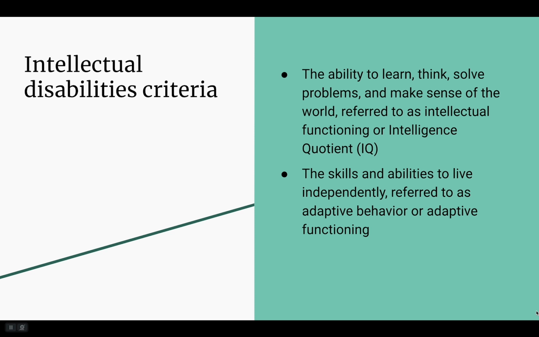Intellectual disabilities are diagnosed by healthcare providers based on two major criteria: the ability to learn, think, solve problems, and make sense of the world, referred to as intellectual functioning, or intelligence quotient, IQ; and the skills and abilities to live independently, referred to as adaptive behavior or adaptive functioning.